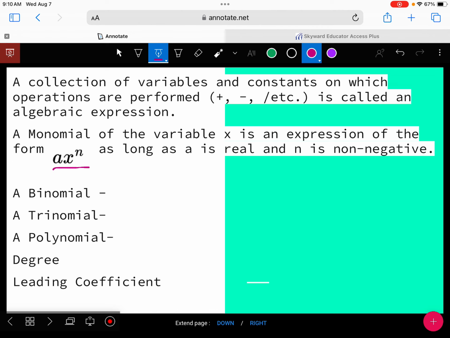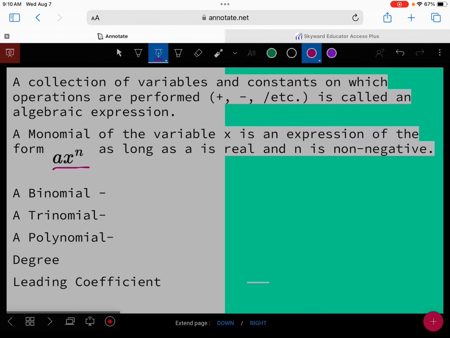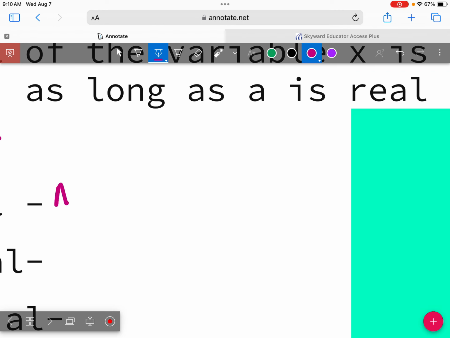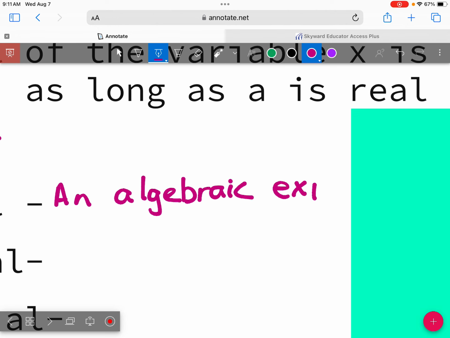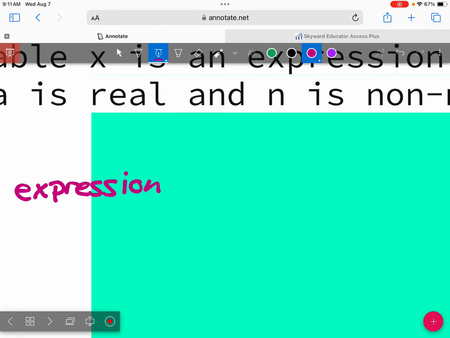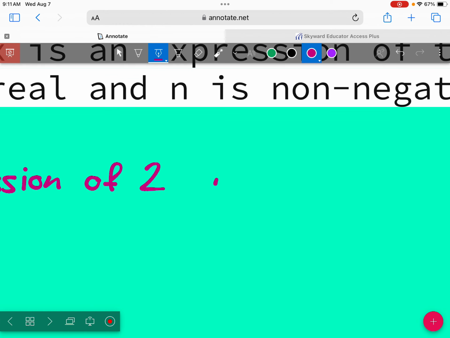Binomials, think like bicycle. It is an algebraic expression, so things being added and subtracted together, made of two monomials. So let's switch this so you can actually see stuff. So we've got an algebraic expression, good, the pink shows up on the blue, of two and only two monomials.